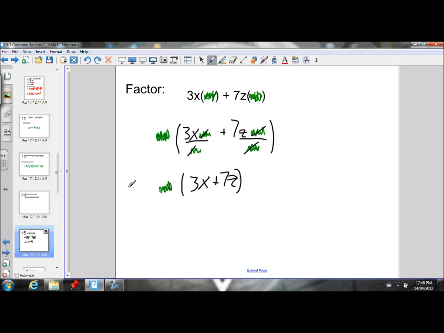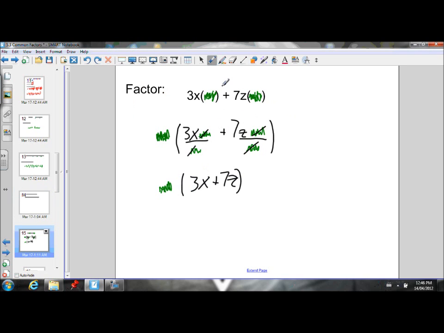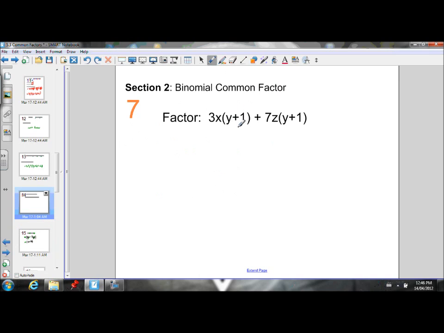Okay, but in this case that green something is actually a binomial. It's y plus 1. So just think of it the same way. We common factor out that green something. These both share a y plus 1, so we can common factor out a y plus 1. So let's take out a y plus 1. We took out a y plus 1 from these terms, so we're going to divide each of the terms by y plus 1.